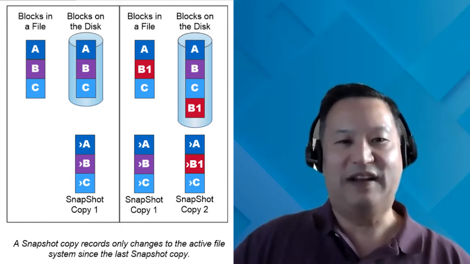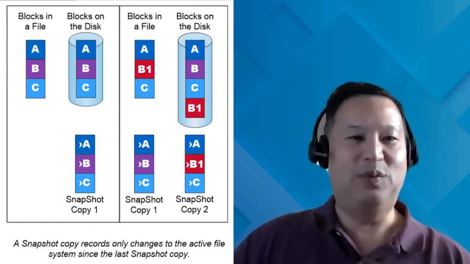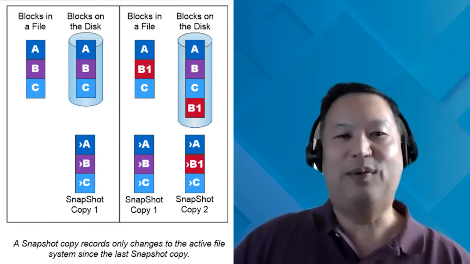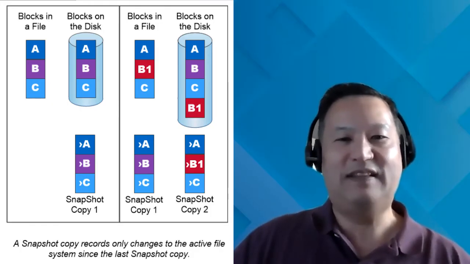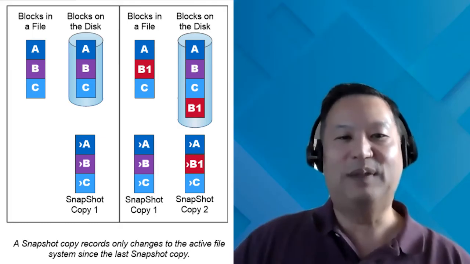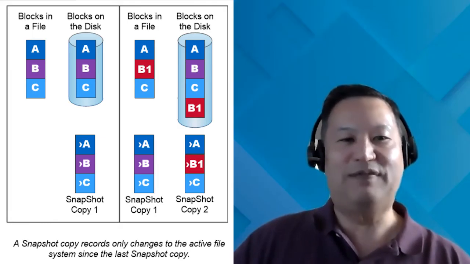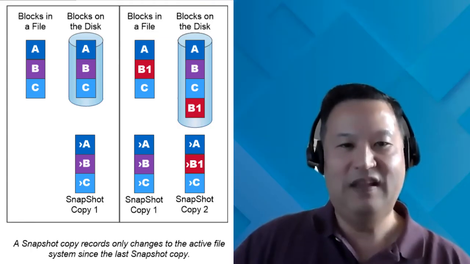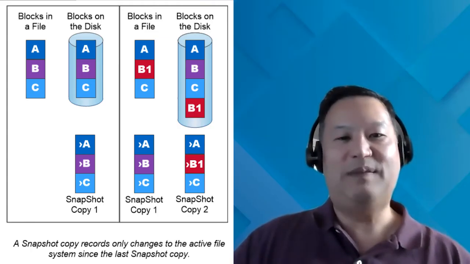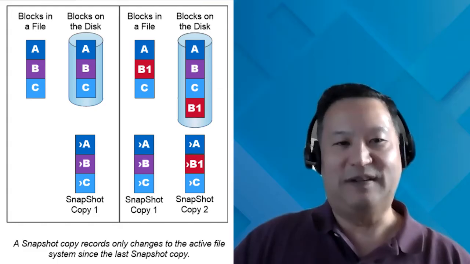We create a snapshot of the volume, snapshot copy 1. Our snapshot now has pointers to blocks A, B, and C, but the snapshot consumes no space at this point in time because all of the blocks referenced by the snapshot are identical to blocks used by the file in the active file system. So the space is consumed only by the file in the active file system.